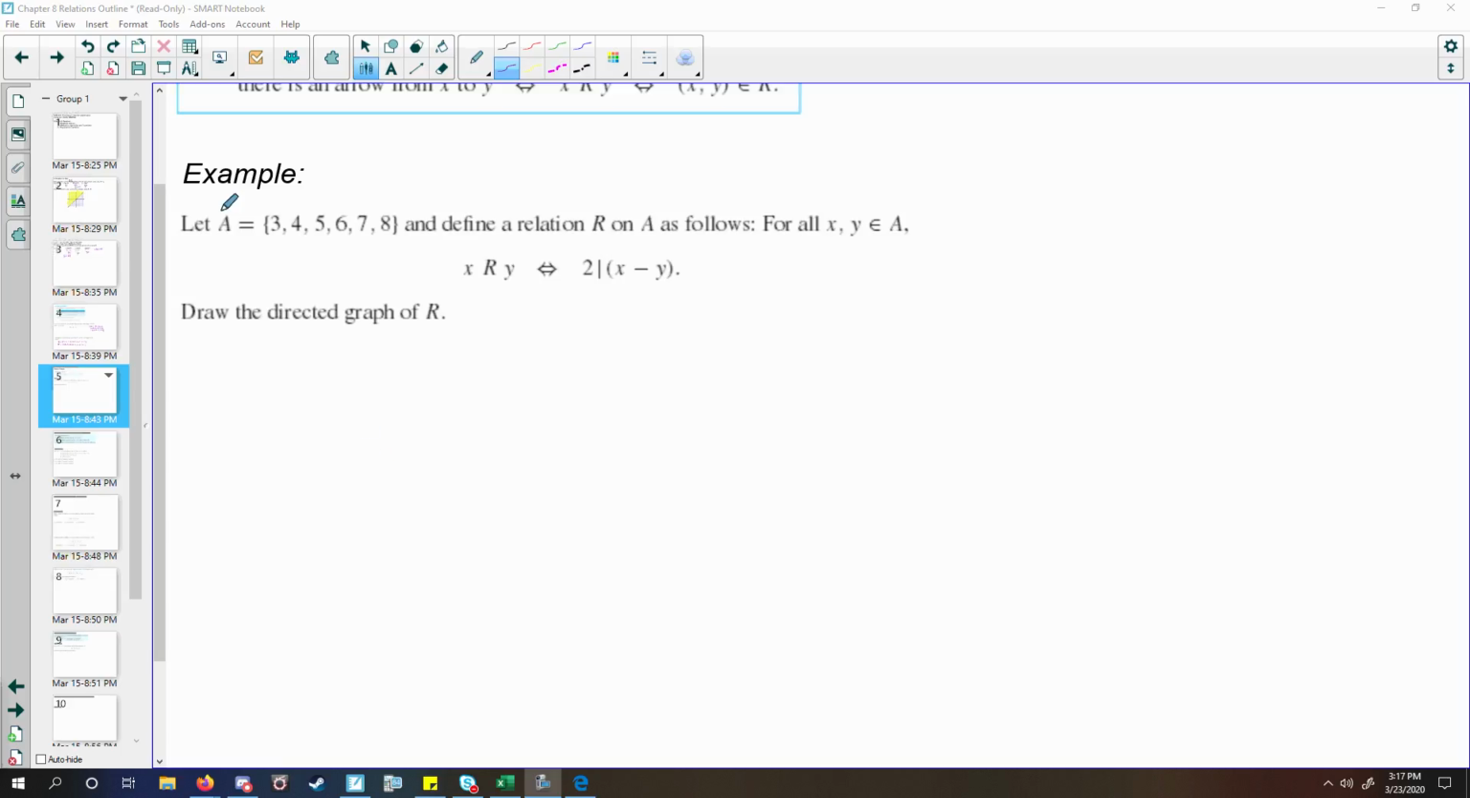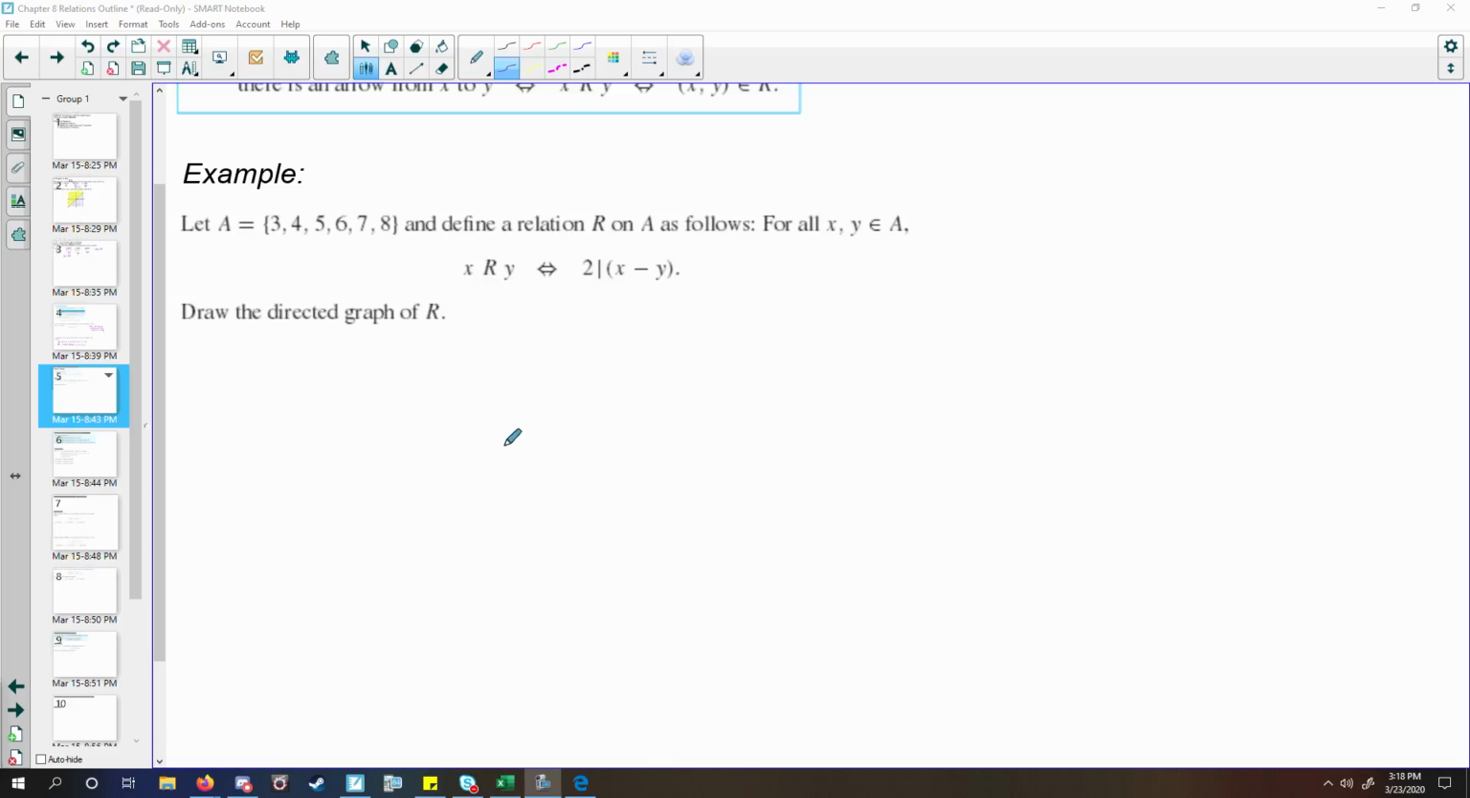So let's take into consideration the set 3, 4, 5, 6, 7, 8. And we're defining this relation where x relates to y if and only if 2 divides their difference. 2 dividing a difference is a really fancy way of saying that the difference is even. So this will definitely help you as we move forward with the example.